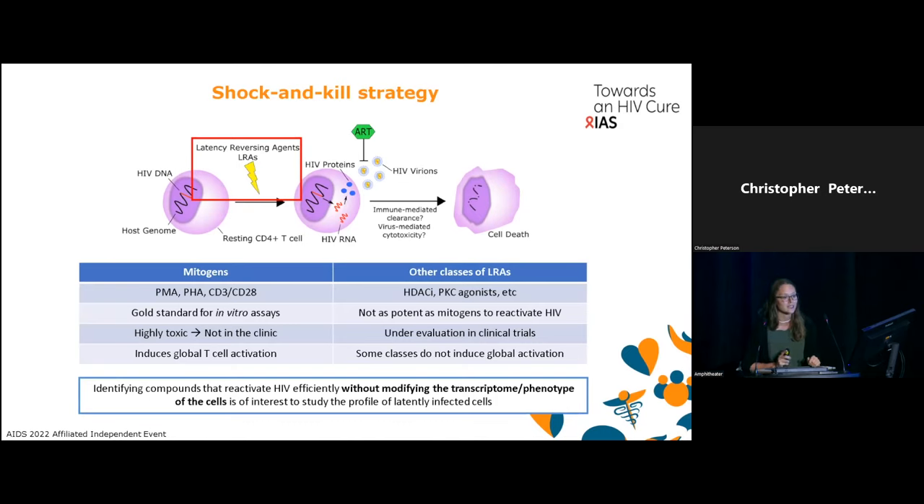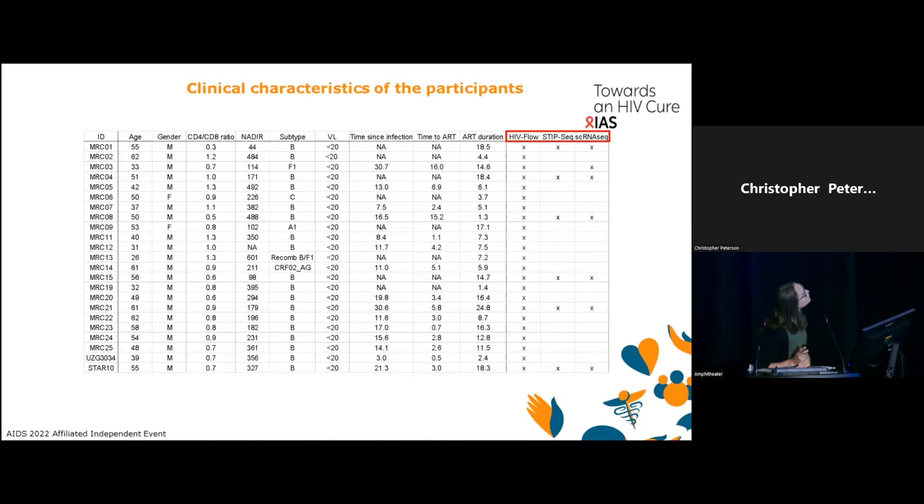And in this context, Janssen has developed this TAT compound, which is actually mimicking the TAT protein, the transactivator of transcription, to specifically reactivate HIV from latency without modifying the transcriptome and the phenotype of the cells. So to test this TAT compound, we recruited a new cohort of participants who have been treated during the chronic phase of infection. As you can see, most of the people from our cohort are male.